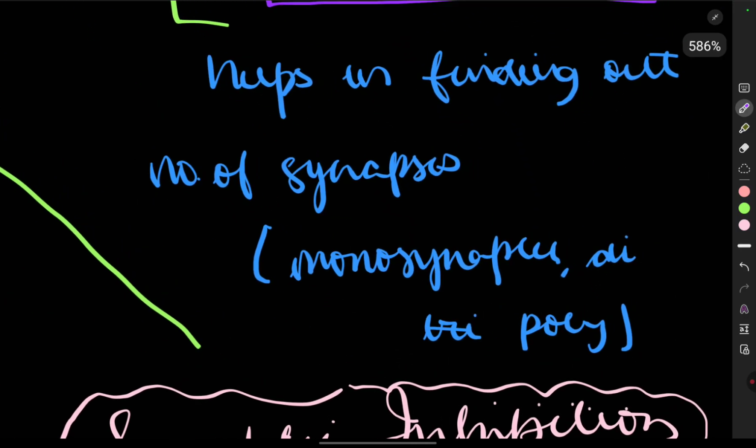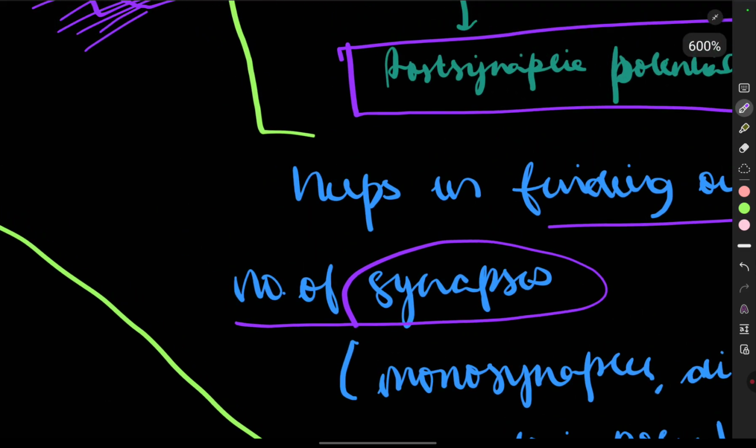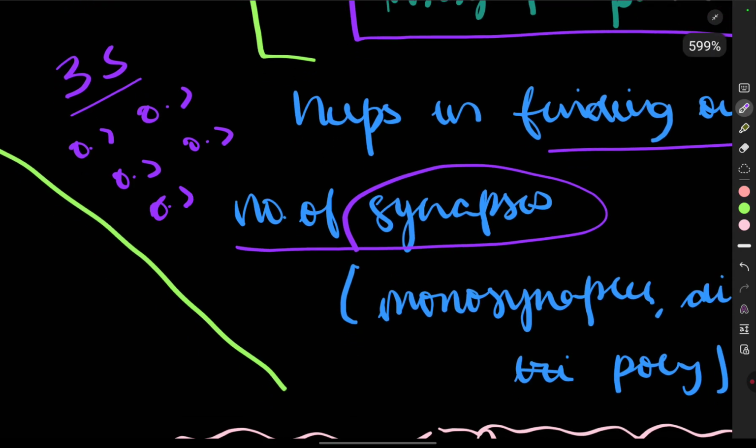What does the synaptic delay help in? It helps in finding out the number of synapses. Suppose the time taken for the transmission, the synaptic delay, is 3 milliseconds. So see, 0.5, 0.5, 0.5, 0.5... 1, 2, 3.